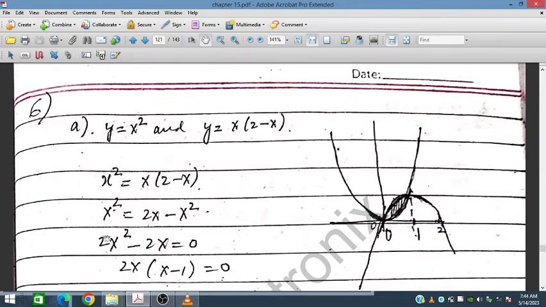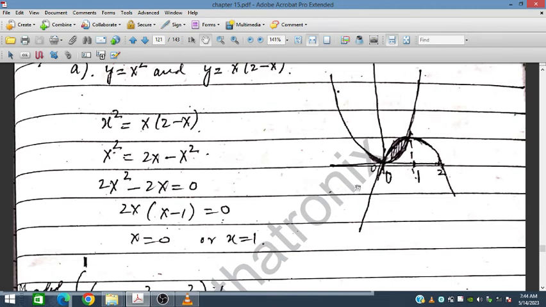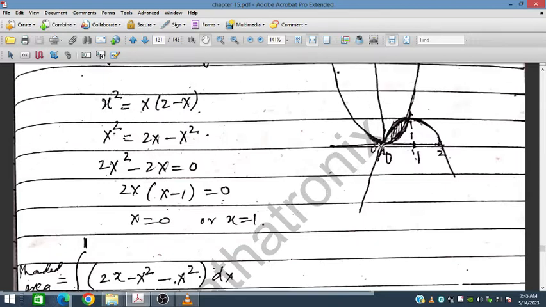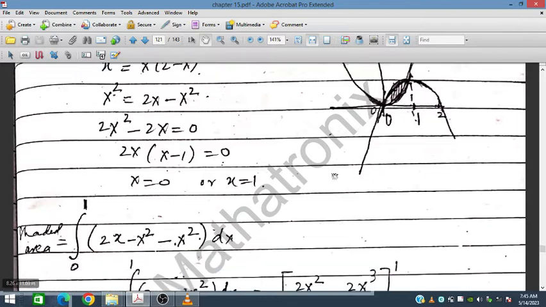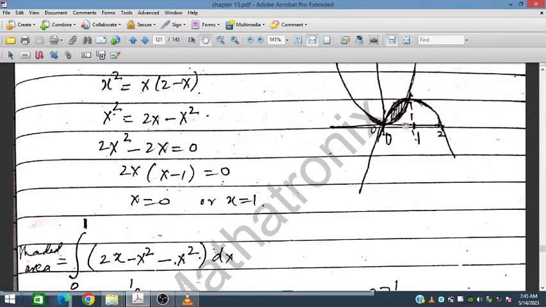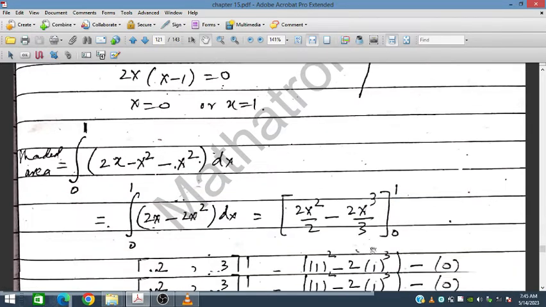So on equating, we have obtained x is equal to 0 and 1. So this is 0 and this is 1. And substituting, this shaded region, we have this region and then this curve. First of all, this curve is this one, this area, and then subtracting this white area will appear. So this area function will appear first, and then this area is this here. So shaded region is this.